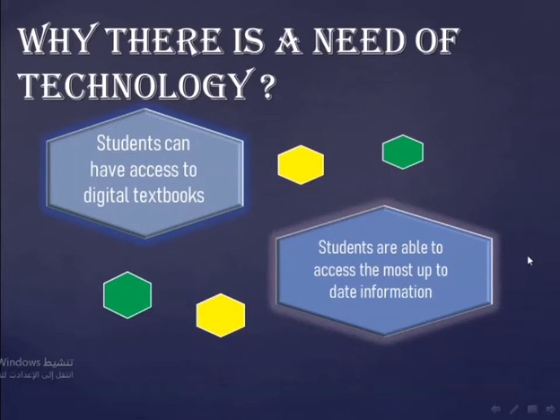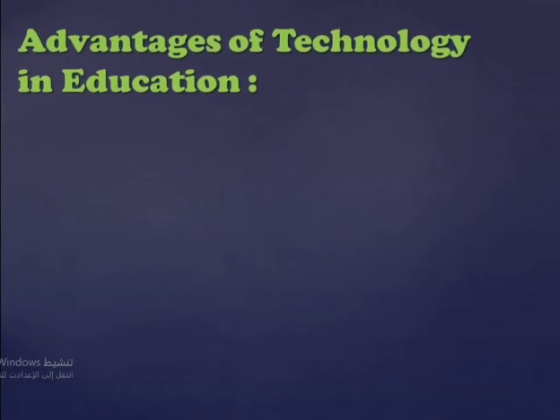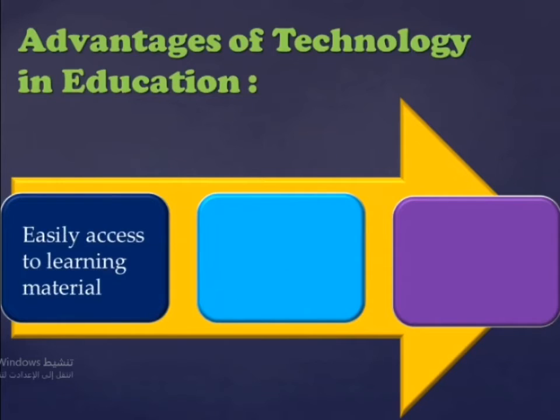So, using technology in the classroom has some benefits, and we can count a number of them here. Number one, easy access to learning material. Electronic books, revision guides, and past examination papers are available on the World Wide Web, and students can take advantage of these to improve their knowledge base.